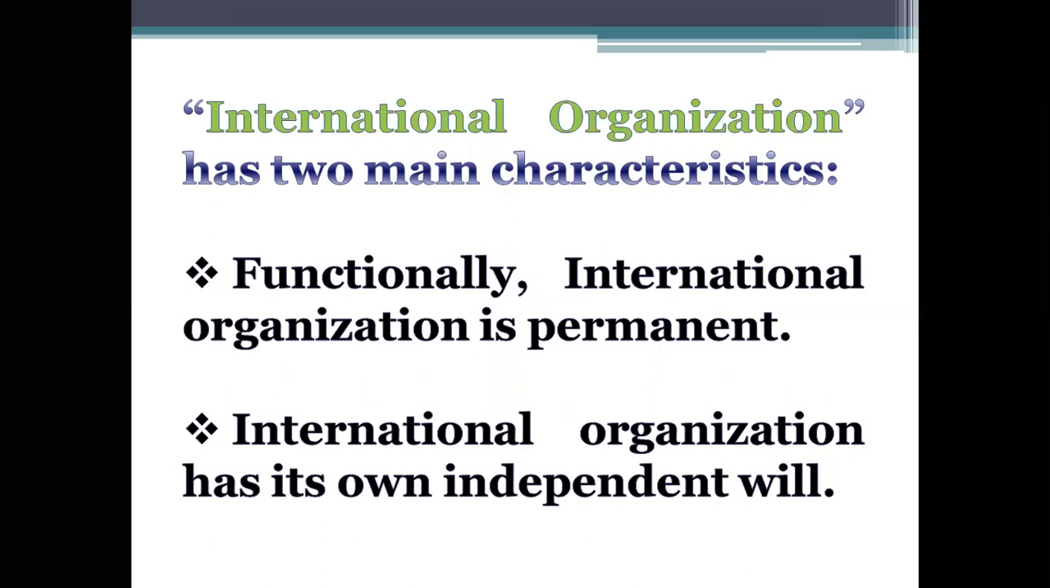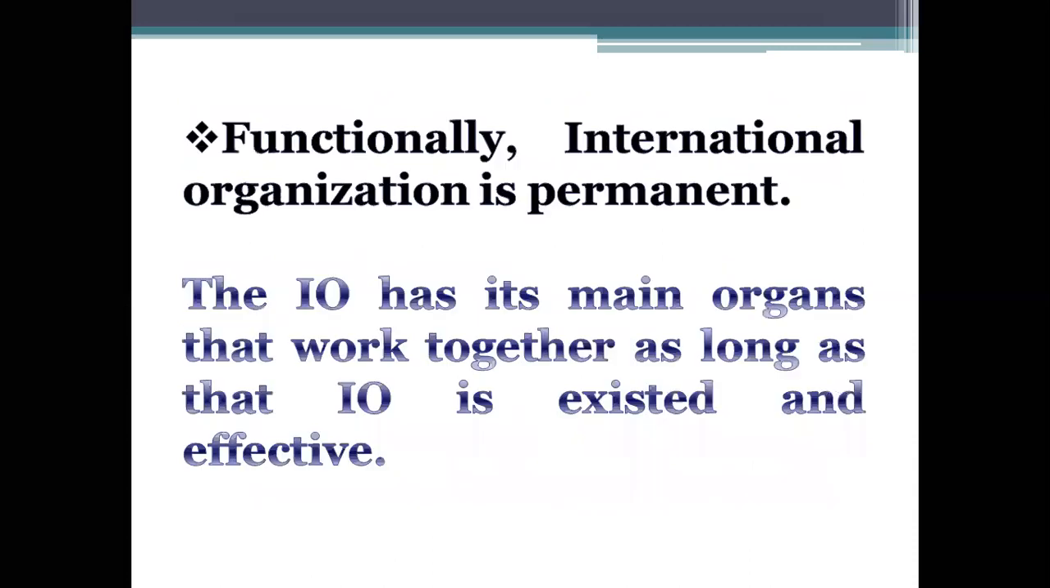So what are the characteristics? Number one, functionally, the international organization is a permanent one. Okay, so it's a permanent committee. And number two, the international organization has its own independent will. And this will leads us to the claim that the international organization has a legal personality. It's one of the actors of international law, one of the subjects or persons of international law. Okay, so let's start with the first one.